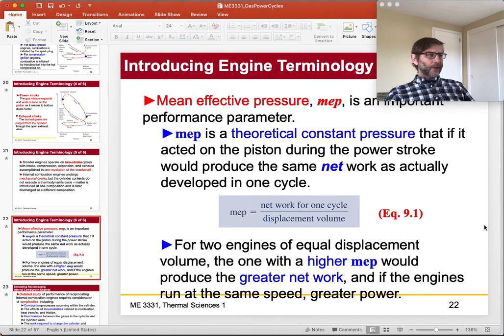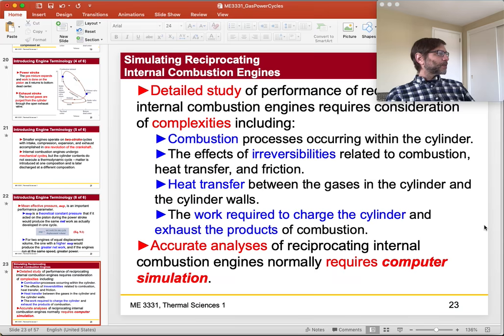Okay, so we're going to calculate MEP today. You may not get a sense of it, but that's what we're going to do. Okay, so, simulating internal combustion engines.